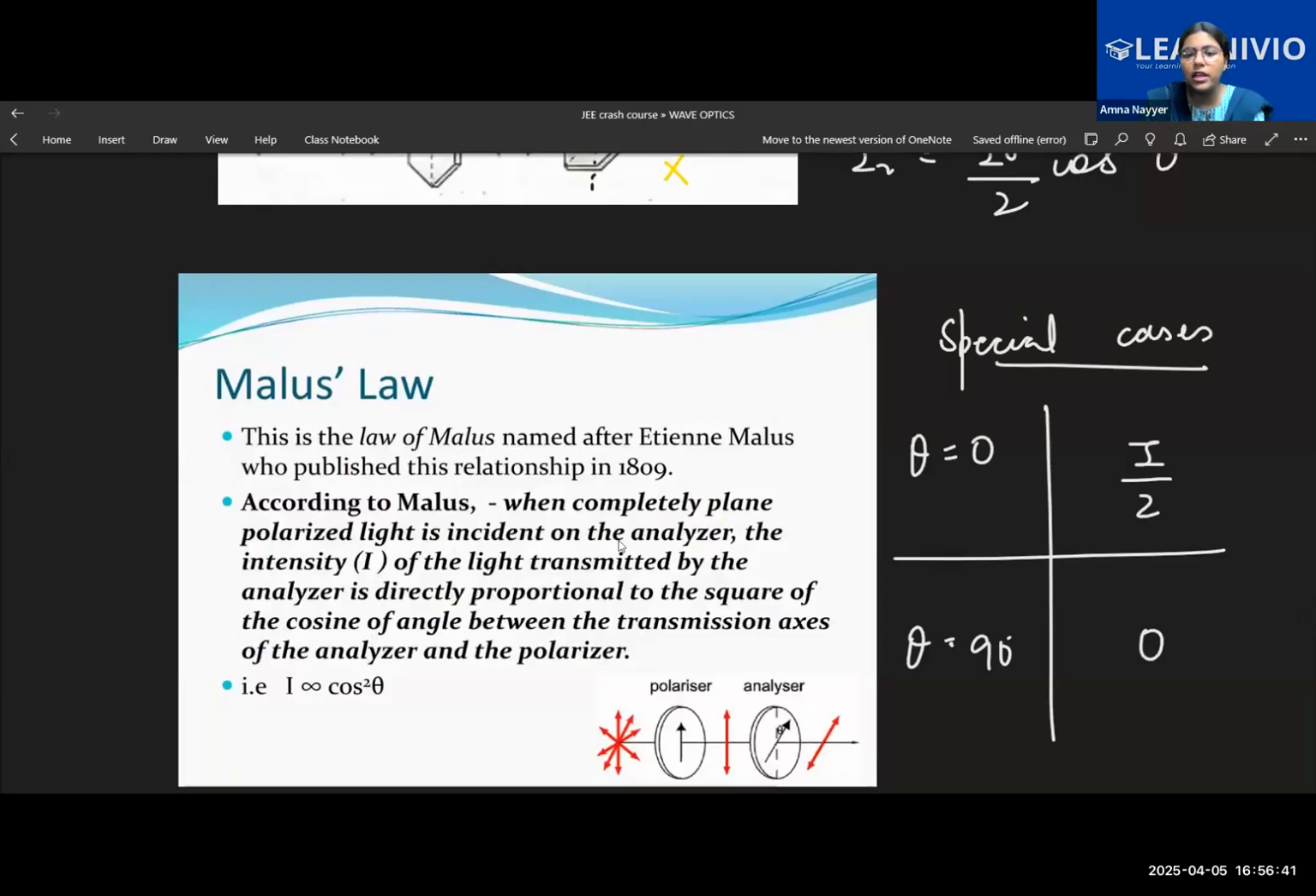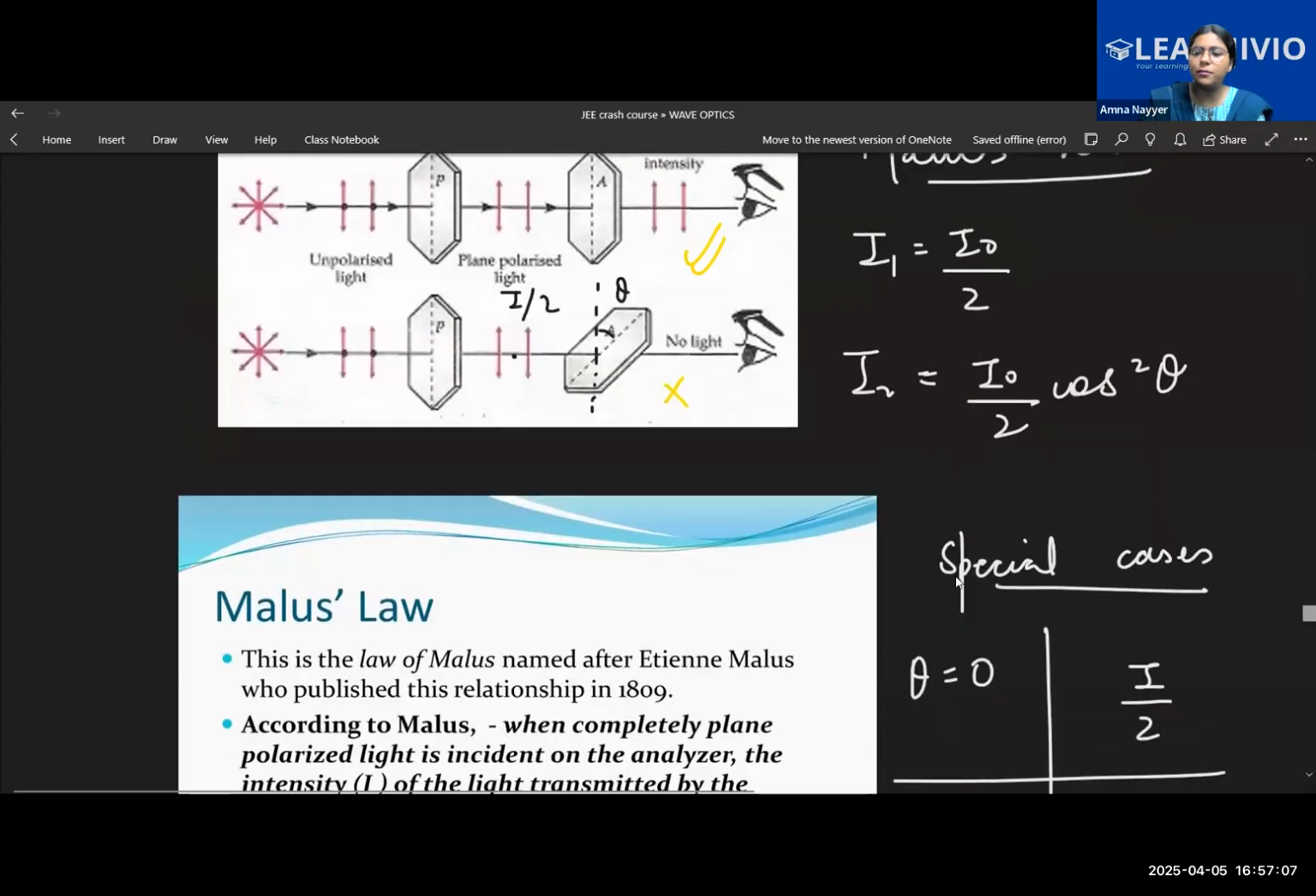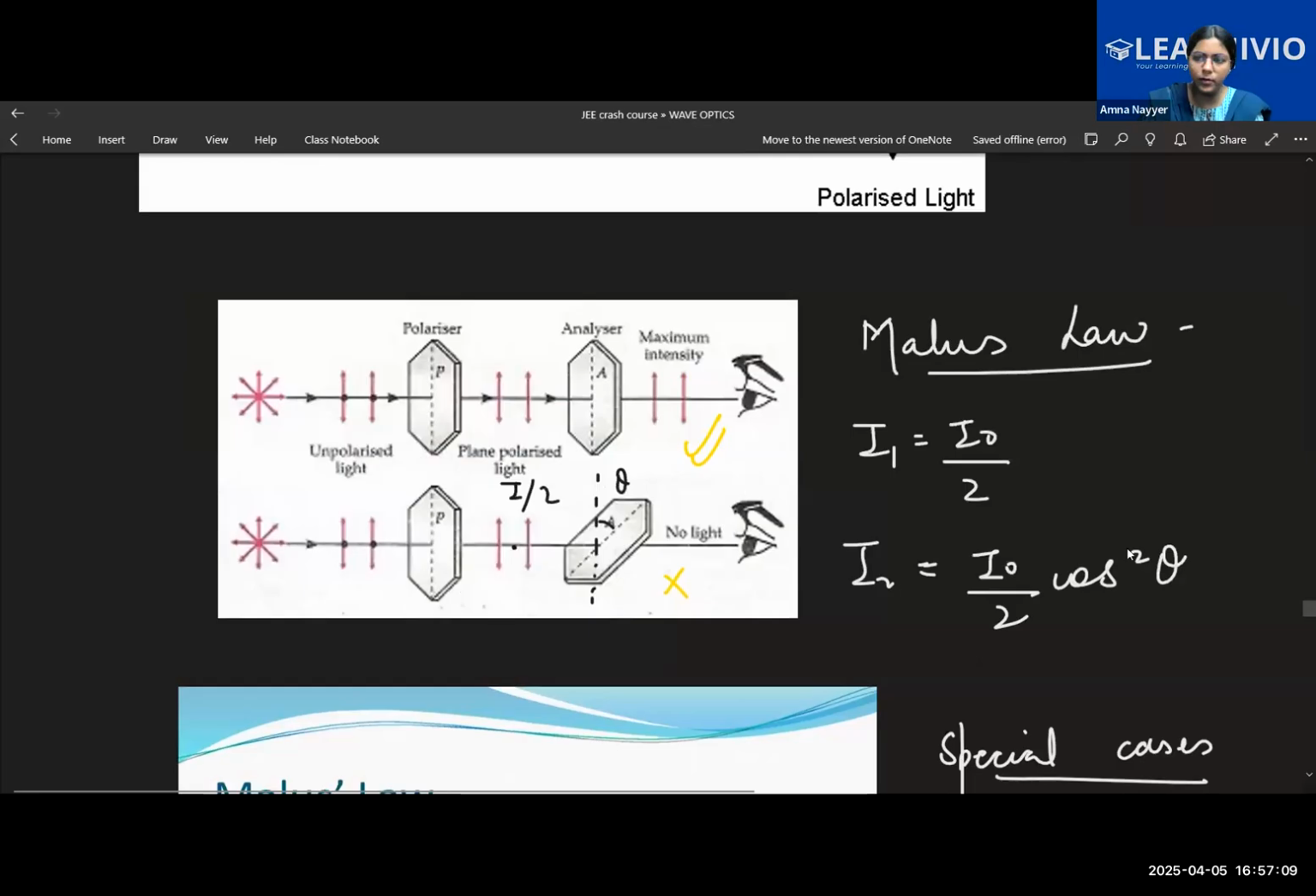According to this law, when completely plane polarized light is incident on the analyzer, the intensity of the light transmitted by the analyzer is directly proportional to the square of the cosine of the angle between the transmission axis of the analyzer and the polarizer. In short, take this angle as theta. And remember, you just have to apply I = I naught by 2 cos square theta.